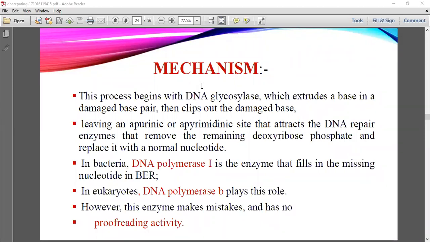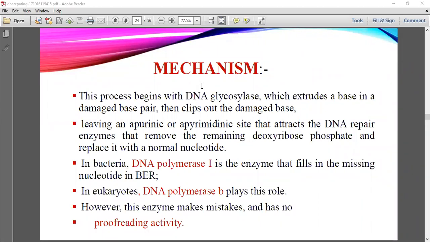So where is the glycosidic bonding? It is generally between a nitrogen base and ribose sugar. Which bonding is there? There is a glycosidic bonding, that is a 1,4 glycosidic bonding. So what happens after that? It leaves a purinic or a pyrimidinic site that attracts the DNA repair enzyme. It removes the purine or pyrimidine, that is a nitrogen base.